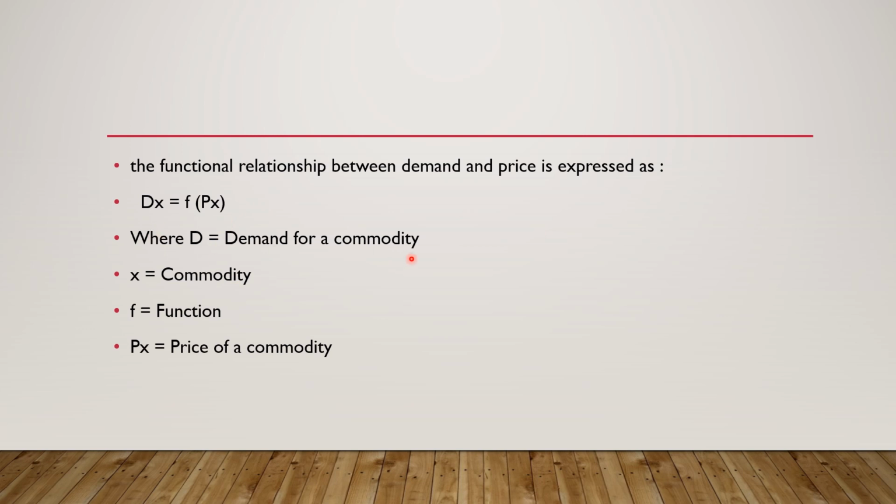So let's see the formula. The functional relationship between demand and price is expressed as Dx = f(Px). So what does it mean? Where D stands for demand for the commodity, the demand for the product, x stands for commodity, f stands for function, Px means price of the commodity.